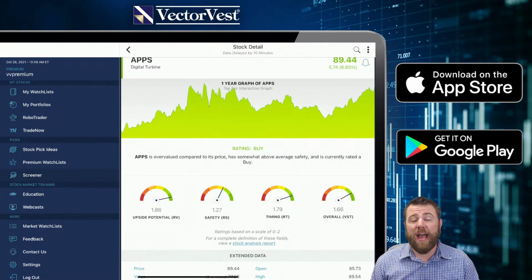Now the relative timing is looking at the short-term price trend of a stock, and anything above 1 shows that the short-term trend is up. Below 1 would show us that the short-term trend is down. The great thing about RT though is it not just indicates a direction, whether it be up or down, but it also indicates the magnitude of that move as well. So if it's above 1, the closer to 2 it is, the stronger the uptrend. Below 1, the closer to 0 it is, the stronger the downtrend.